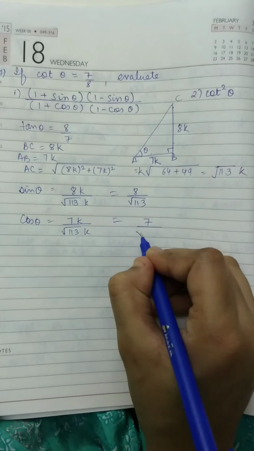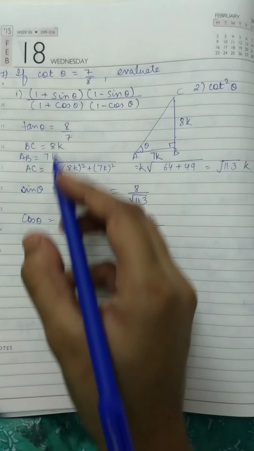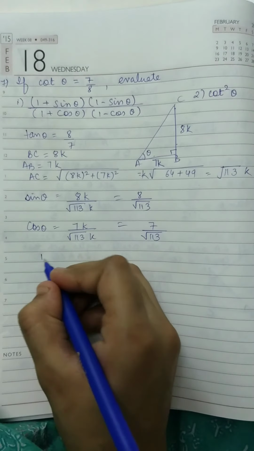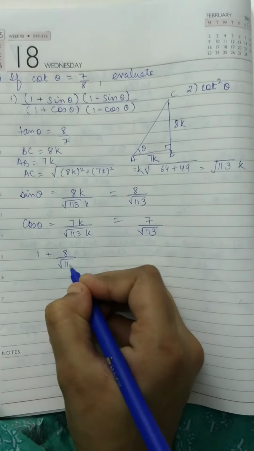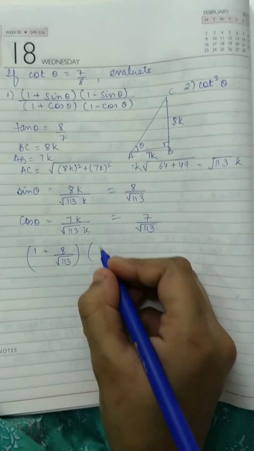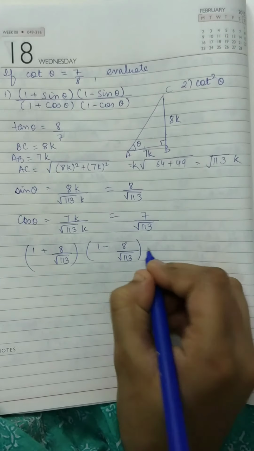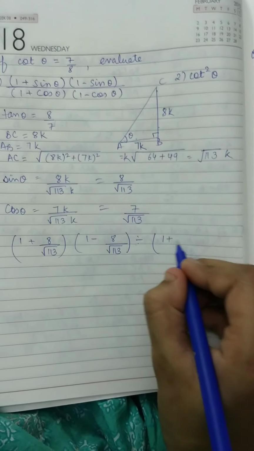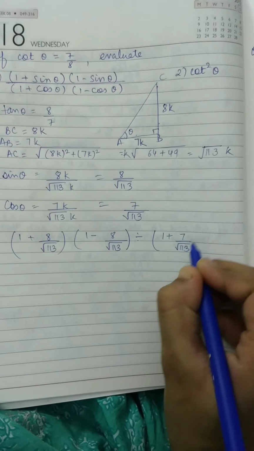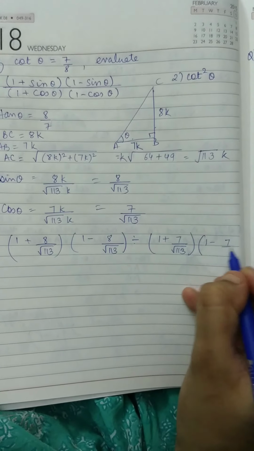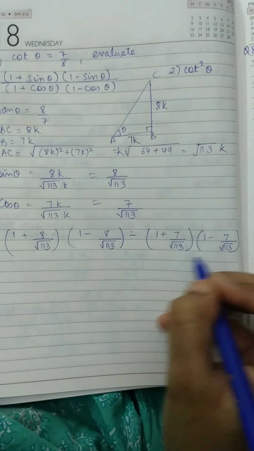So 7 upon root 113. So we have to find (1 plus sin theta) into (1 minus sin theta) divided by (1 plus cos theta) into (1 minus cos theta). That is, 1 plus 8 upon root 113, 1 minus 8 upon root 113, divided by 1 plus 7 upon root 113, 1 minus 7 upon root 113.